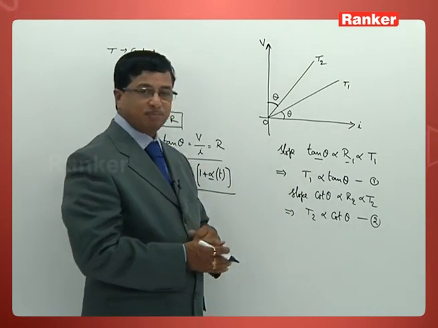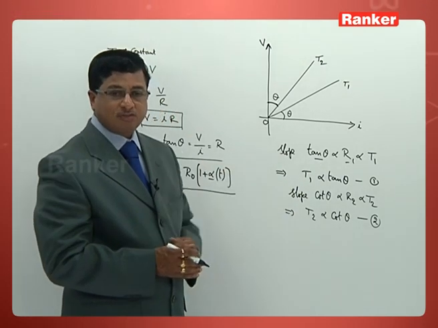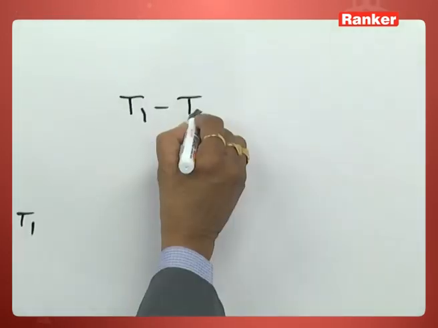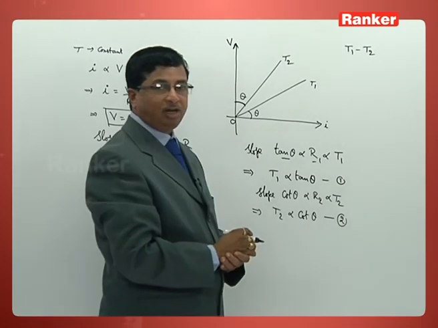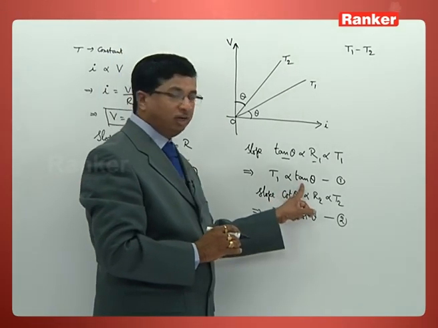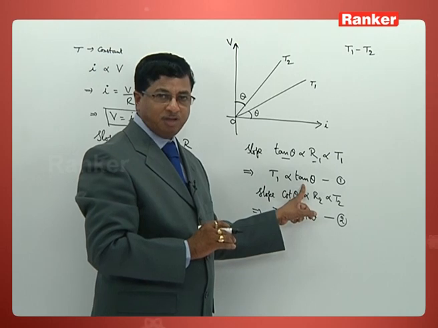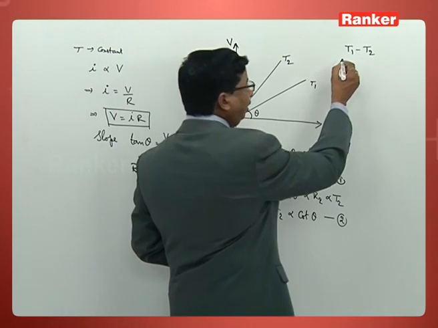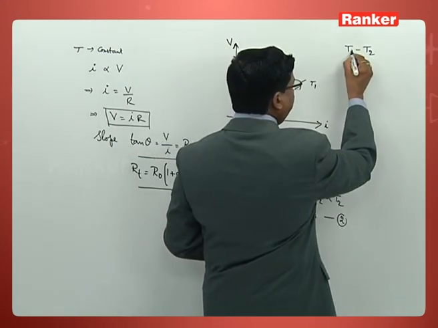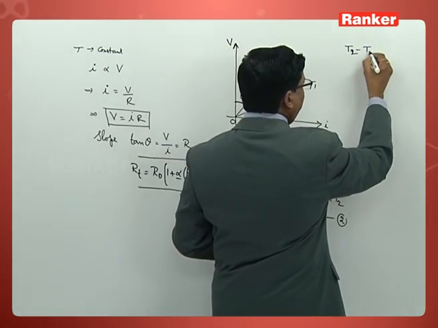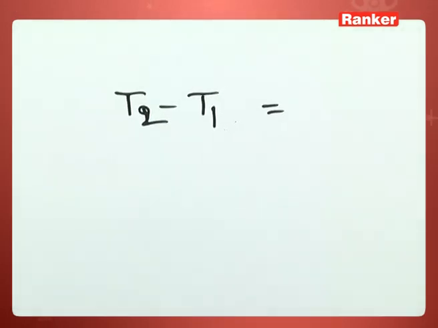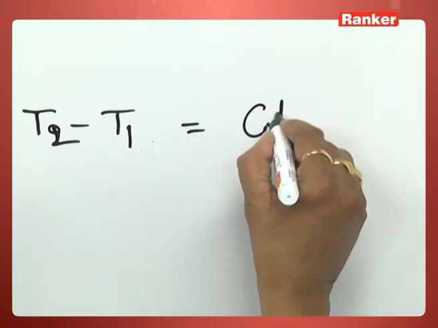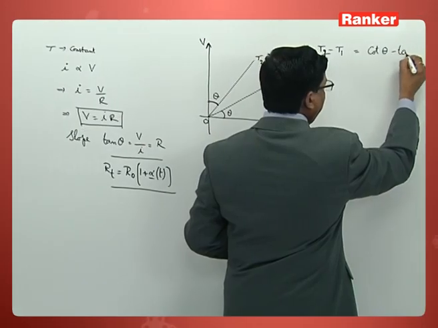That is the concept. But what is he asking us to calculate? It is T1 minus T2 we want. Understand carefully, one is tan theta and one is cot theta. Actually, we just want the equation T2 minus T1. What is the value of T2 minus T1? Look carefully: I can write this as cot theta minus tan theta.